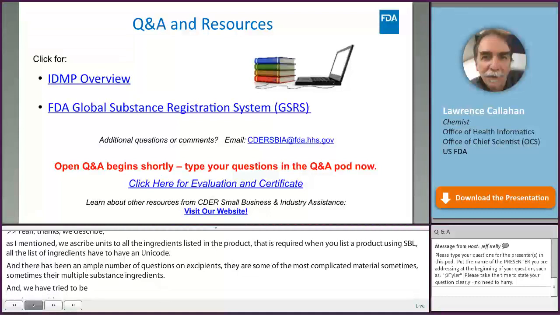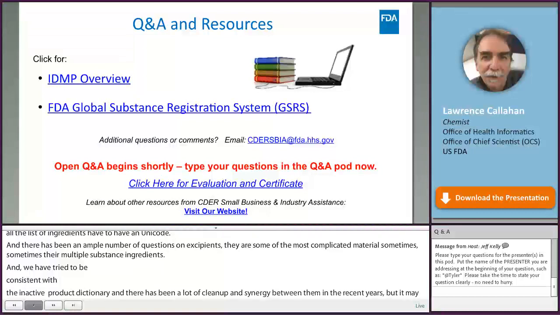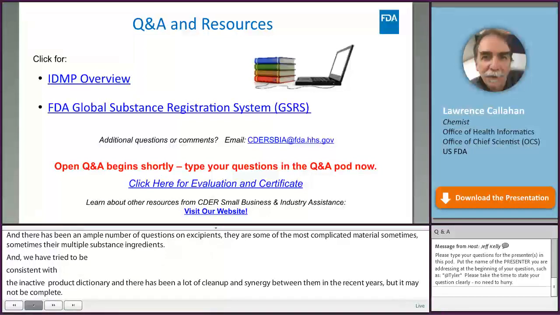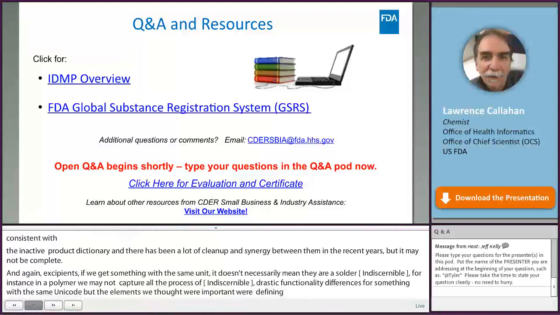For instance, in a polymer, we may not capture all the aspects of polydispersity. So you can have drastically different functionality for things that have the same Unicode, but it's just that the elements that we thought were important for defining these things we've captured. And then for multiple substance ingredients, there can be a lot of ingredients that are there in small amounts but have a drastic effect. And again, at SSG1, we wouldn't make that public. We don't make the formulations public, they stay private, the stuff that's in a DMF, and we wouldn't release that. But we would expect Unicodes for all the ingredients that are in any excipients that you would have, and you would list that.